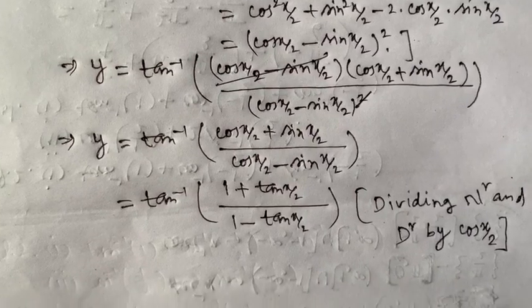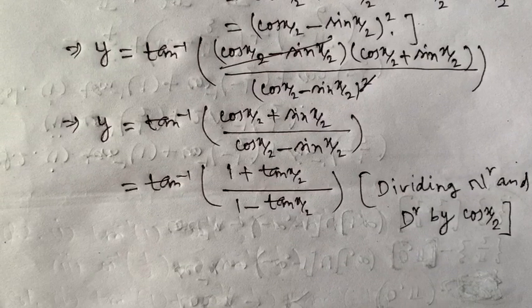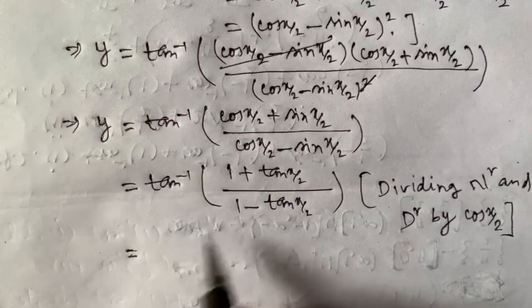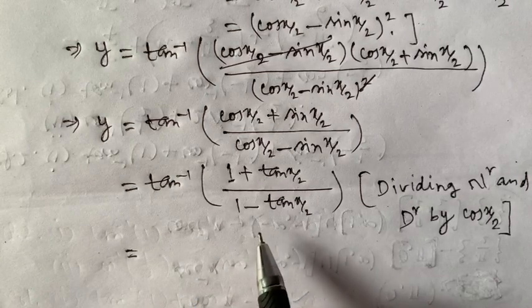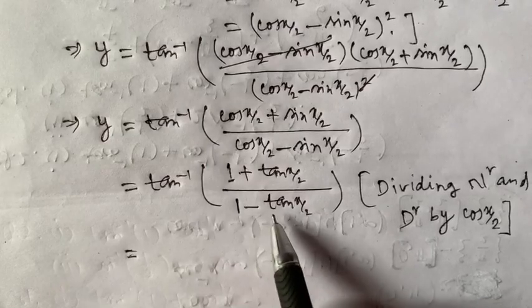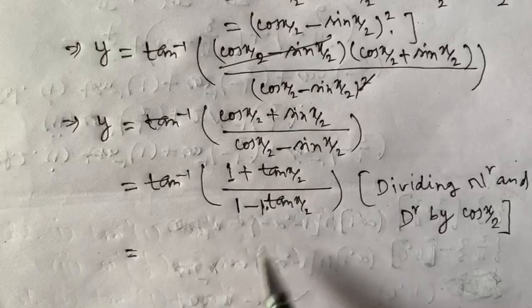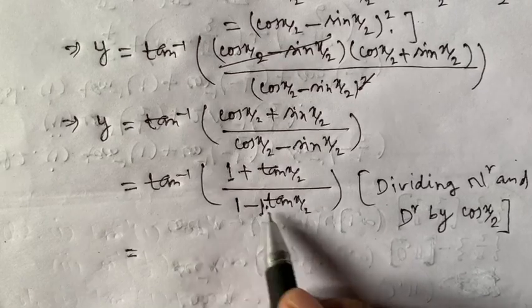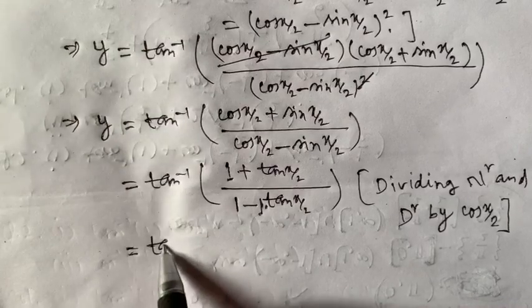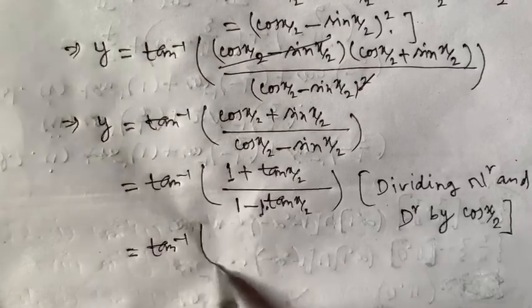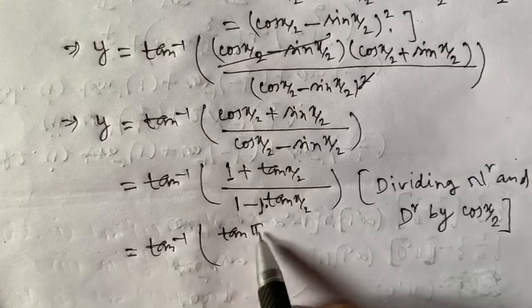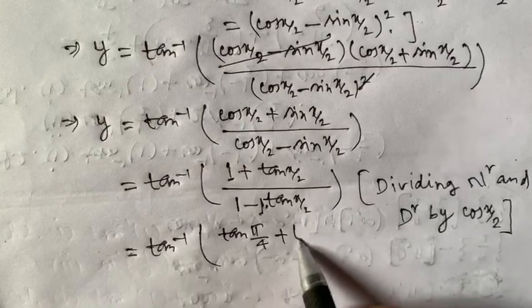So we have divided numerator and denominator by cos x by 2. Now we will write this one as tan x by 2. We will leave this one as it is. Here we will introduce 1 and we will write it as tan pi by 4, so that it gives us some formula there.